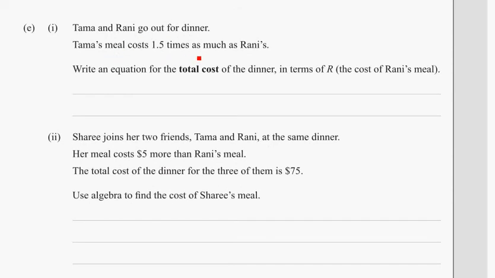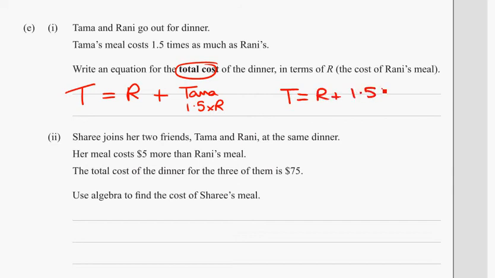Tama's meal costs 1.5 times as much as Rani's. Write an equation for the total cost of the dinner in terms of R. So let's use T for total cost in terms of R, Rani's meal. So the total cost would be the cost of Rani's plus Tama's. Now Tama's was 1.5 times Rani's. So we could write this as T equals R plus 1.5R. There's 1 plus 1.5 would be 2.5 lots of R.